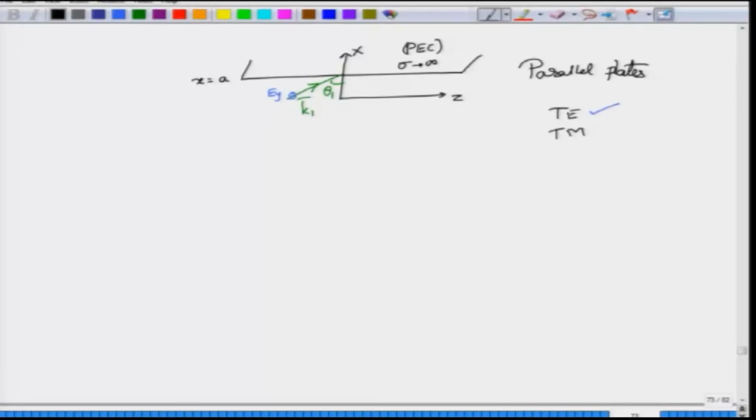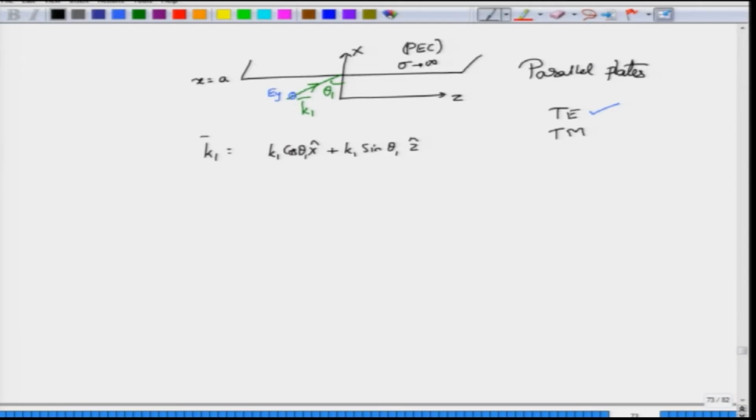But for now we will look at only the TE case and get the basic ideas behind what kind of mode functions I am going to get. Now, this electromagnetic wave has been incident at an angle theta 1 with K1. What would be K1? K1 in this case is obviously given by K1 cos theta 1 along the x direction plus K1 sin theta 1 along the z direction, right. So, this is the K1 vector that we have.